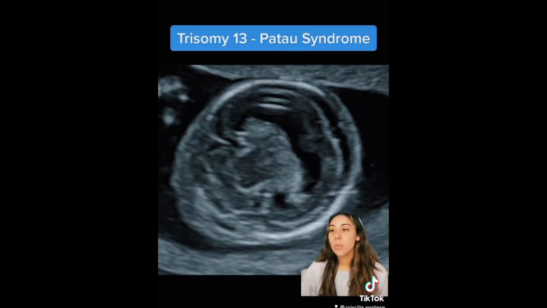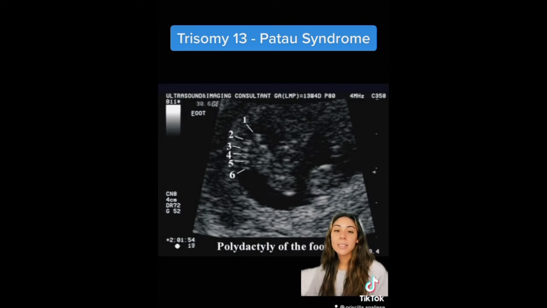The first one is holoprosencephaly, which again is when the right and left hemispheres fuse together. The second one is polydactyly, which is basically when you have an extra finger or toe, because it can happen to the feet or the hands.